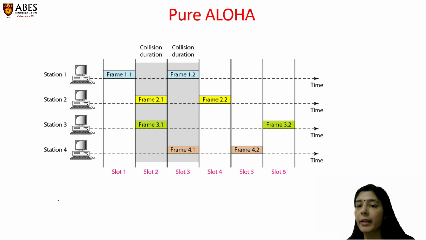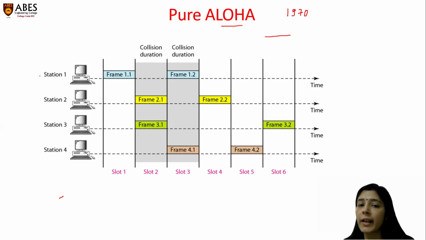This diagram depicts the technique used behind the pure Aloha protocol. The pure Aloha protocol was developed in the 1970s at the University of Hawaii. Initially it was used by wireless links, but now it can be used by any shared medium to coordinate the access to the channel.